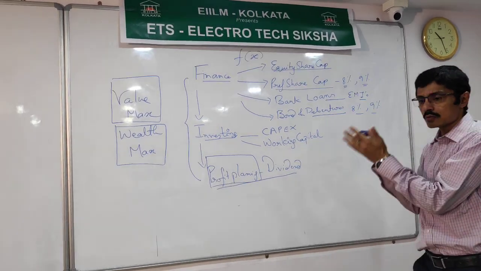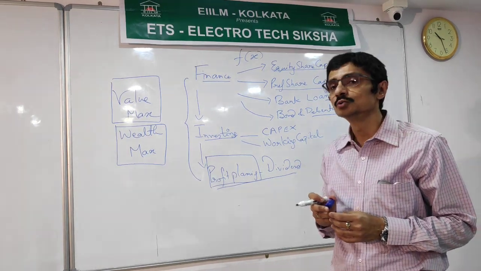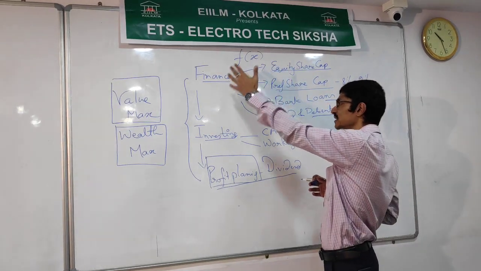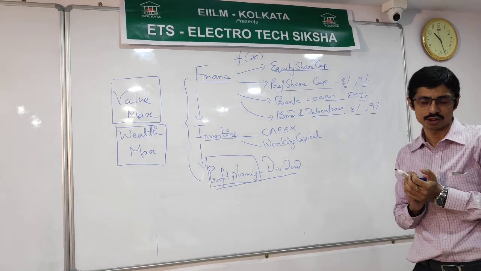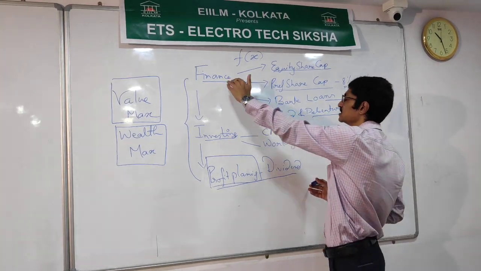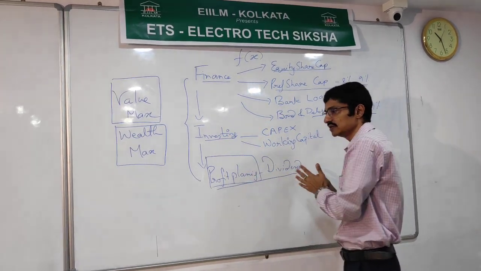So in our syllabus, chapter number 1 and chapter number 2, which we have already done, if you see, is what is the goal or objective of finance. The goal or objective of finance is value maximization or wealth maximization of the shareholders. What is the function of finance? The function of the finance manager is financing, investing, and profit planning and dividend.